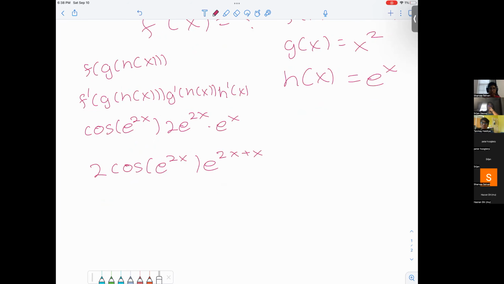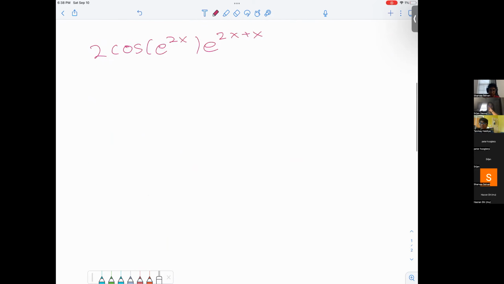Okay, so that's the derivative of sine of e to the 2x. But now we're going to start learning some other techniques. We've talked about product rule and we've talked about chain rule. So now we're going to learn something called quotient rule.